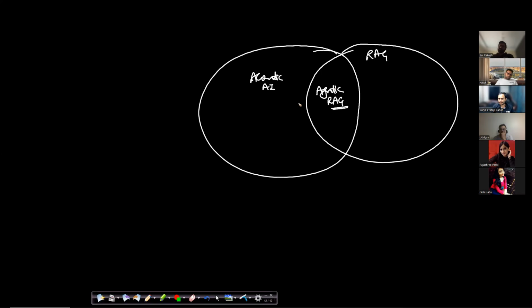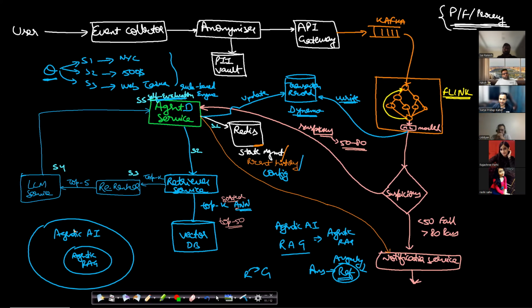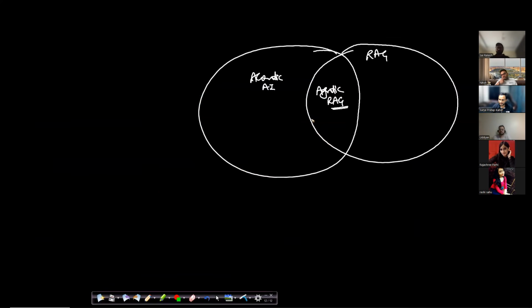So is it a subset of the agentic AI? Yes. Is it a subset of the RAG? Yes. And they have a common intersection point here. So this figure is also correct that agentic RAG is a subset of agentic AI. So yes, agentic RAG is a subset of agentic AI. This entire part is RAG and this entire circle is the agentic AI. Whereas all the RAG is not agentic because an agent may not be present.